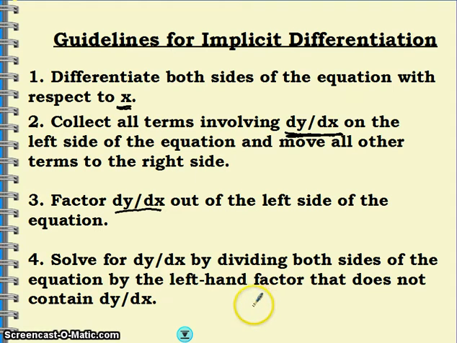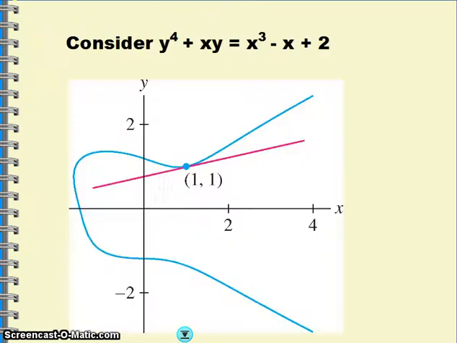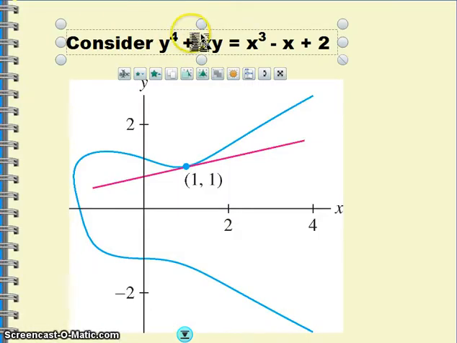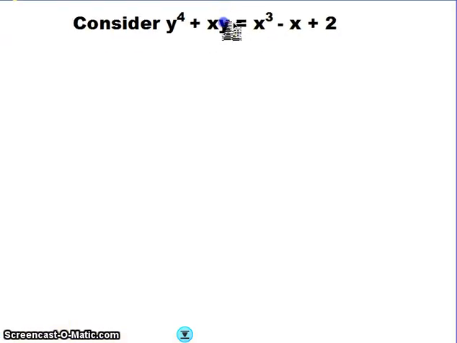Interesting. So now what we're going to do is we're going to go back to that one relation that we saw that we kind of started with, and we're going to take the derivative of that using these guidelines. There it is. Alright, so you see what the curve looks like. Now we're going to take the derivative, find dy dx.